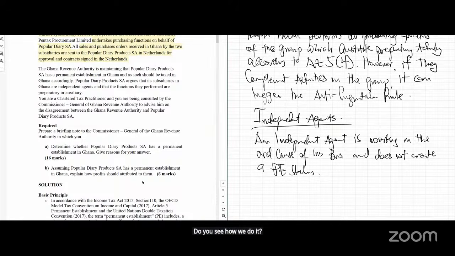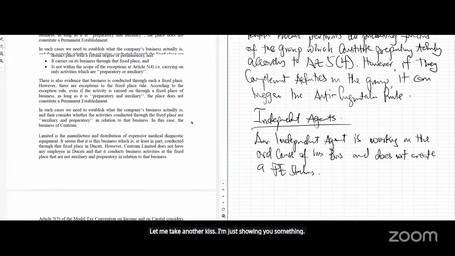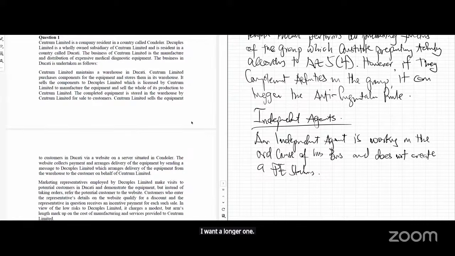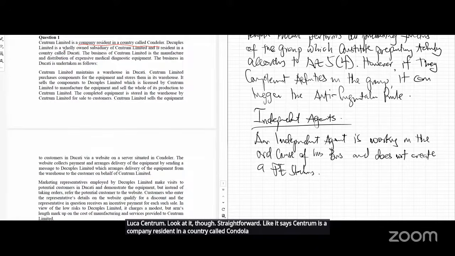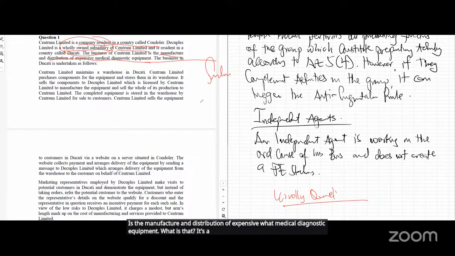So it doesn't mean that if you get a case... hey, let me take another case. I'm just showing you something. I want a longer one. Look at Centrum. Straightforward. It says Centrum is a company resident in a country called Condola. The Copos Limited is a wholly owned subsidiary of Centrum. Immediately you see wholly owned subsidiary, you can just write it, underline it, and talk about subsidiary PE. The business is the manufacture and distribution of expensive medical diagnostic equipment. What is that? It's the business of the enterprise, right? You can just say distribution and manufacture. Then you underline, then you say that this constitutes the business of the enterprise.